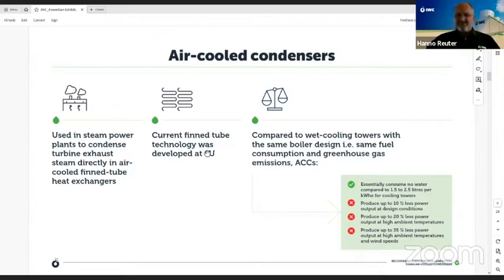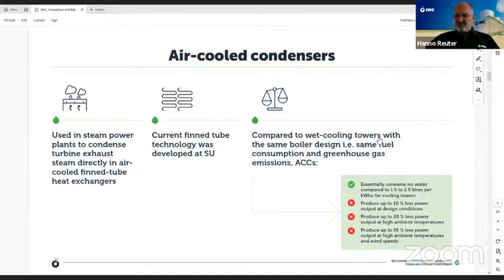Some companies have recently developed slight changes to the current fin tubes, but the flat tube technology was actually developed by Professor Detlef Kröger in collaboration with Loomis at the time. I'll show you a picture just now of what it looked like.